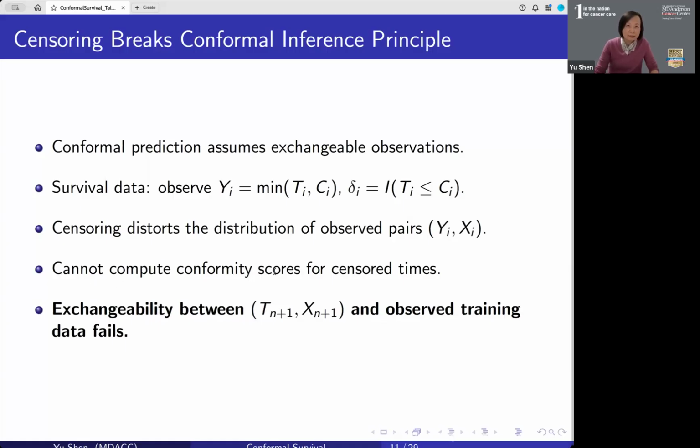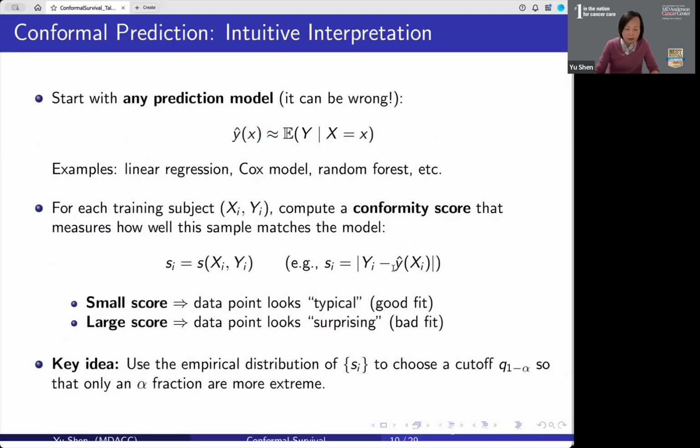Another thing is, remember, we need to estimate a conformal score for censored observations. Like in this simple example, we don't have an observed failure time; we only have a censoring time. Then such a measurement of residual doesn't make any sense, so it's not very meaningful.